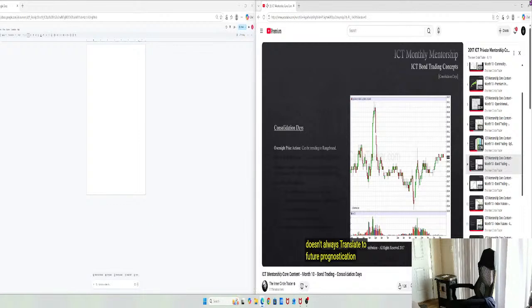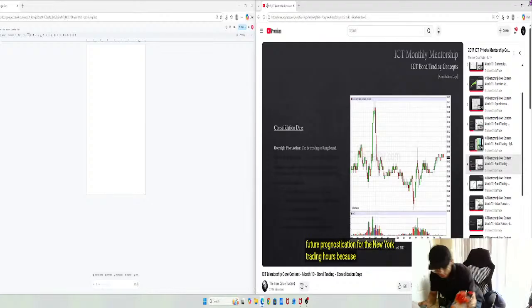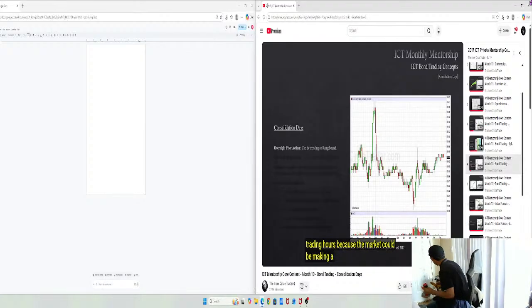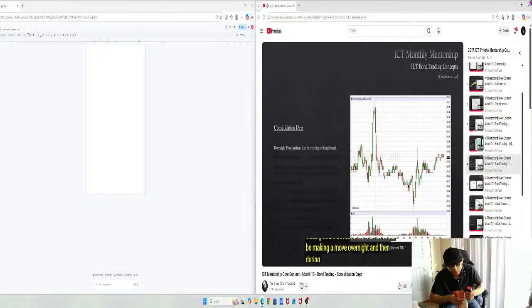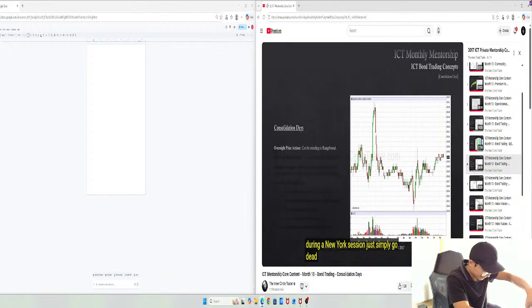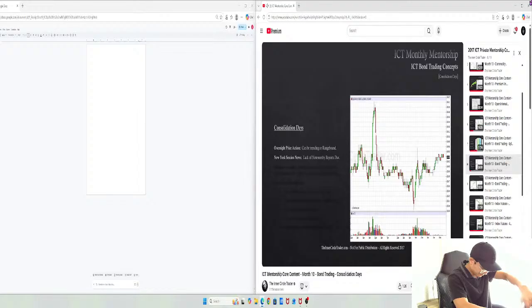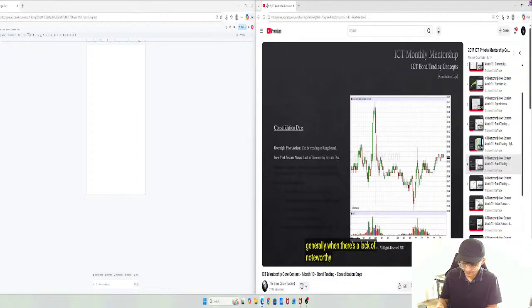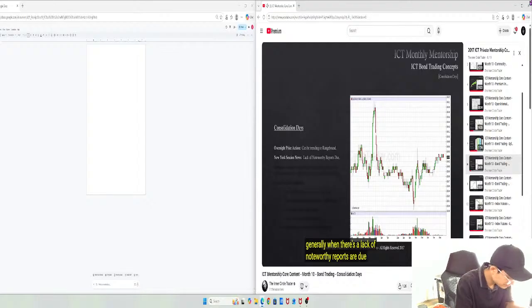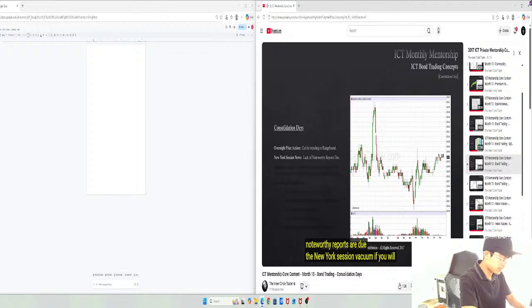future prognostication for the New York trading hours, because the market could be making a move overnight, and then during the New York session just simply go dead. New York session news. Generally, when there's a lack of noteworthy reports that are due, the New York session vacuum, if you will, creates a dead space in the bond market.